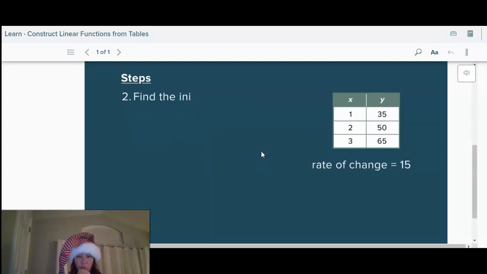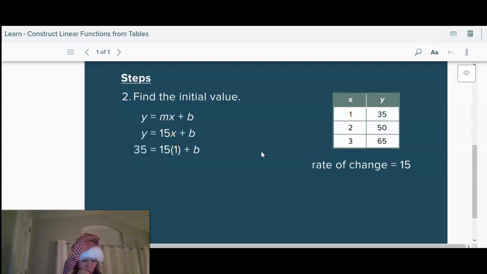Next, find the initial value, or y-intercept. Begin by writing the slope-intercept form of a line: y equals mx plus b. Substitute the value of the slope for m. Next, choose any pair of x and y values from the table. Substitute them for x and y. Then simplify.